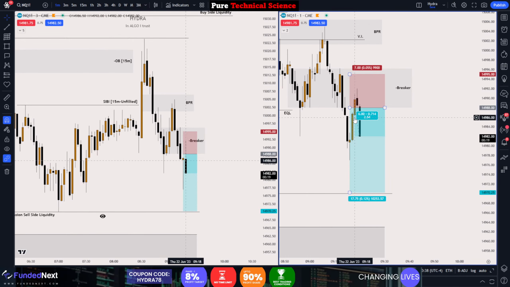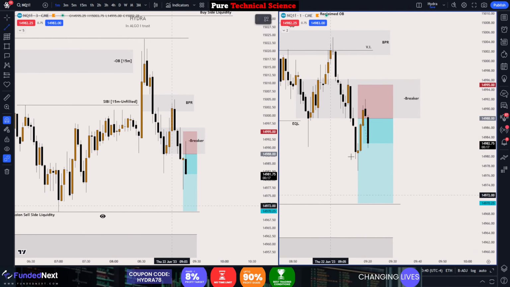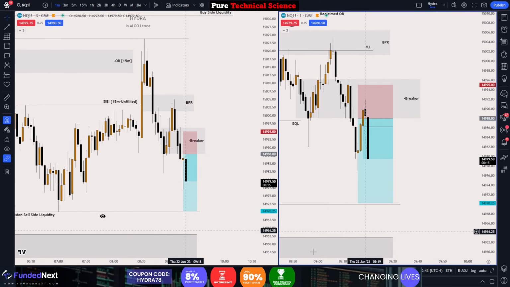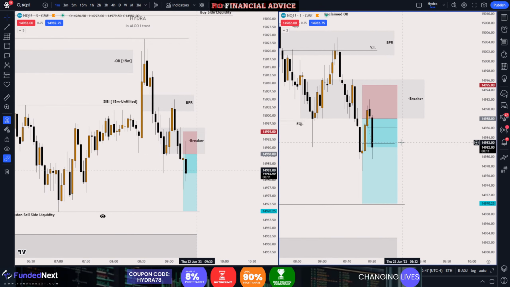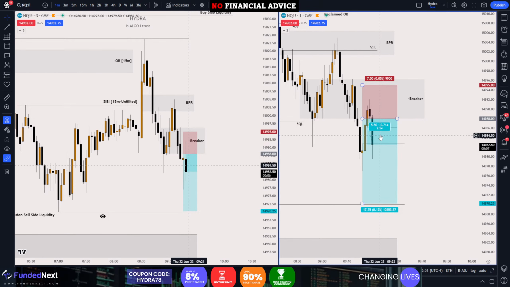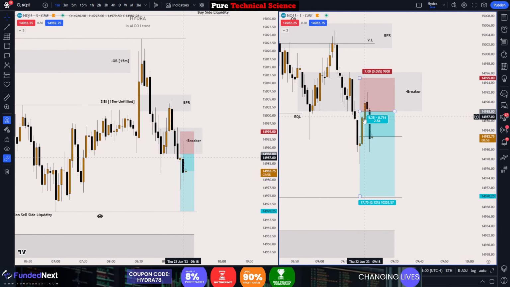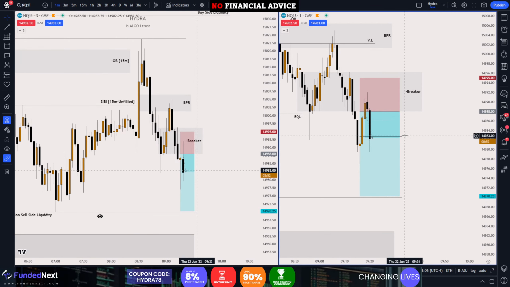So this fair value gap, I want to see it getting filled and working as an inversion. This fair value gap, I don't want to see price going above it. I want to see it getting filled as it did here. And I want to see price respecting this fair value gap as an inversion to get support towards the sell side liquidity.